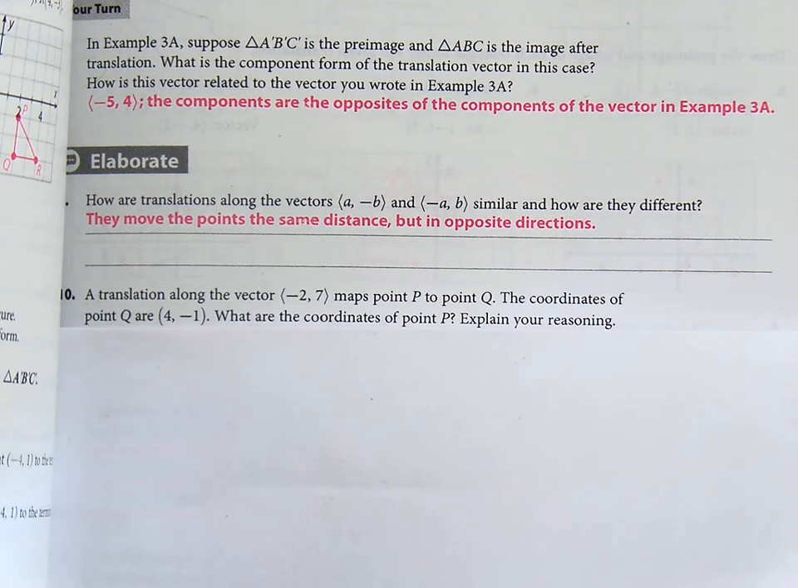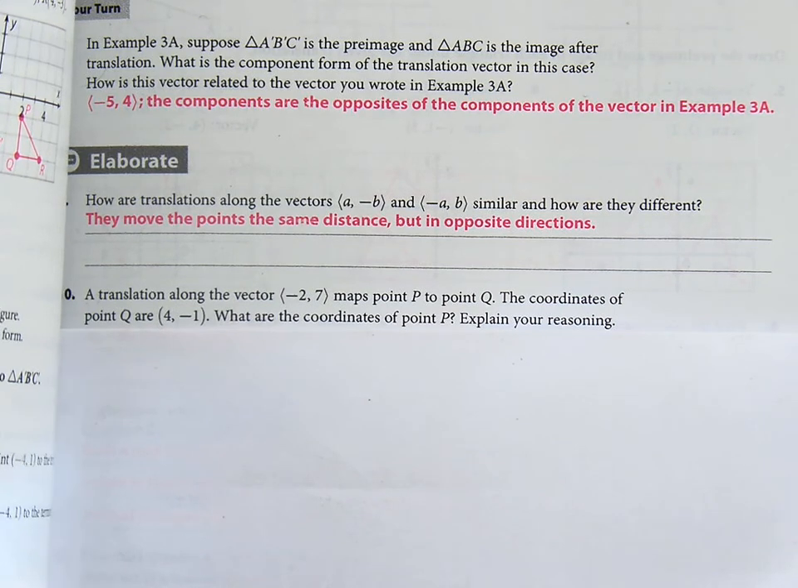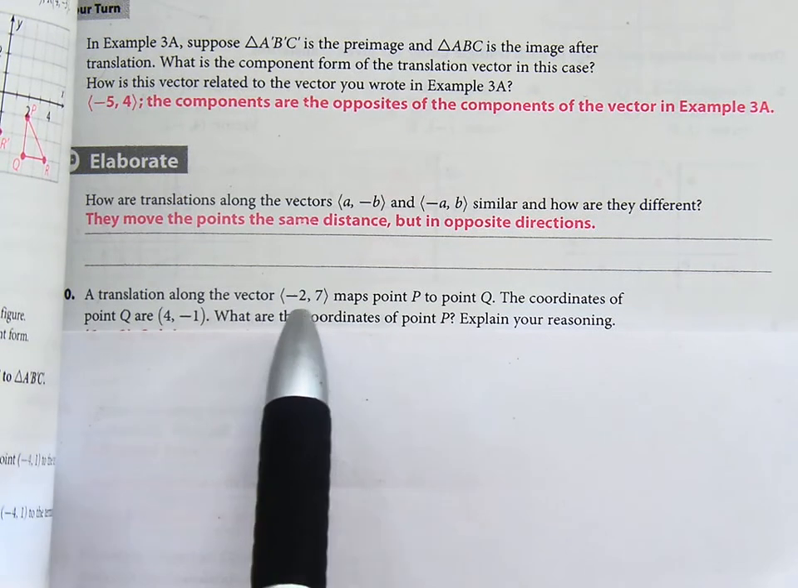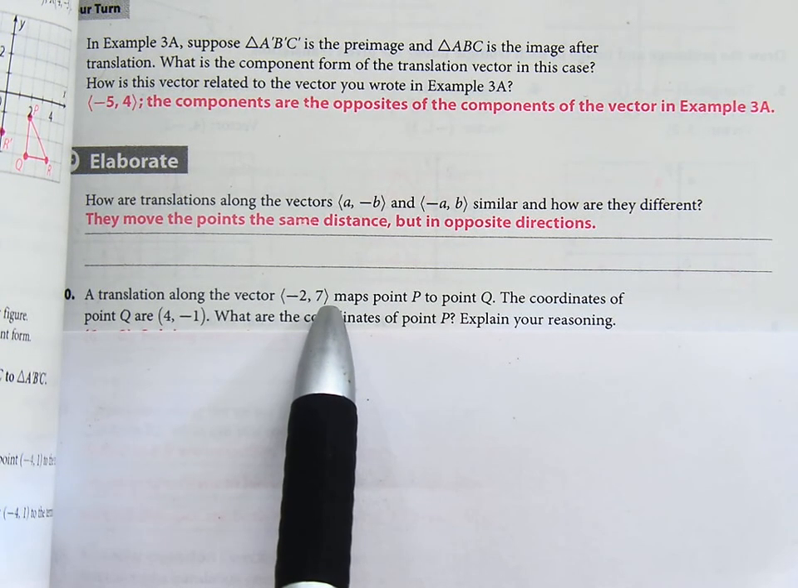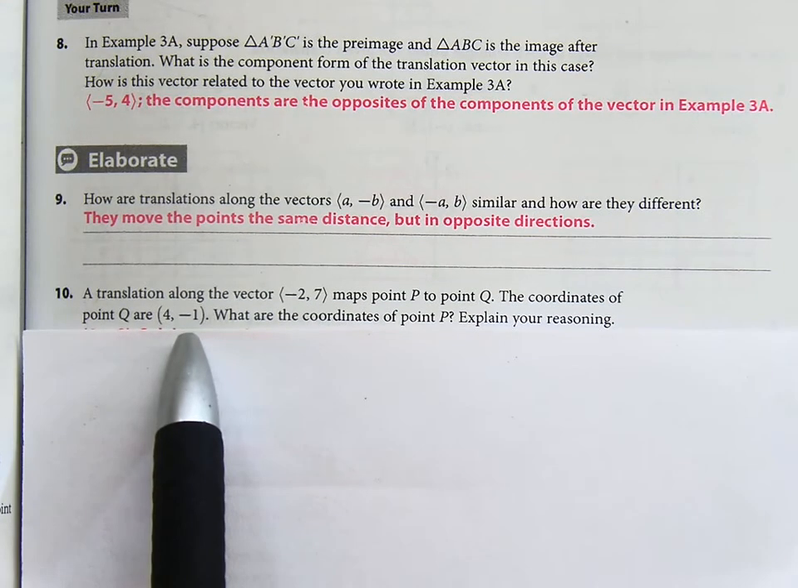So a translation along the vector -2, 7 maps point P to point Q. The coordinates of point Q are 4, -1. What are the coordinates of point P? Explain your reasoning. So point P, if it moves by -2 for my x and 7 on my y, I get to this point here.